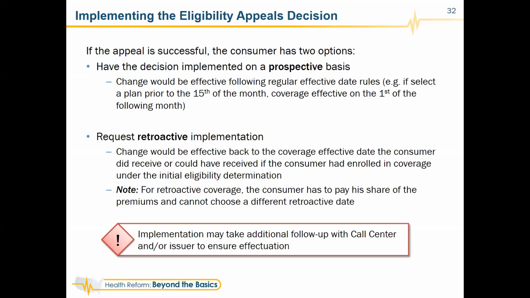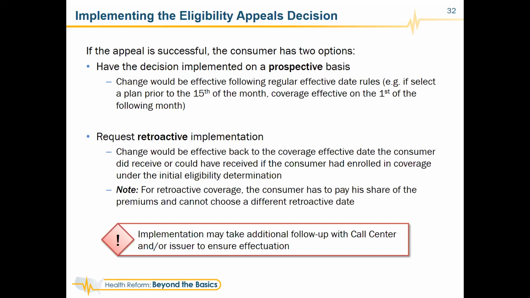Once the determination of the appeal is completed, if it's successful, the consumer is going to have two options. One, have the decision implemented prospectively from the date of that decision going forward, with some minor things about selecting a plan and how those come into play. They can also request retroactive implementation, which is taking that decision back to the date the appeal was filed.